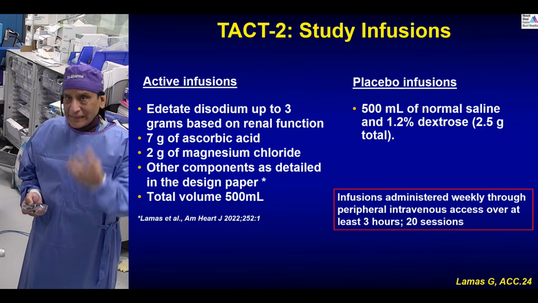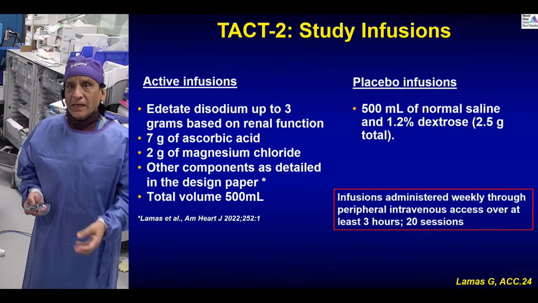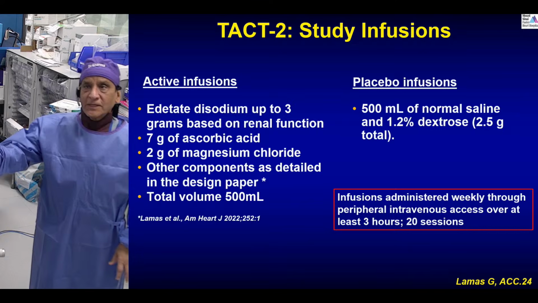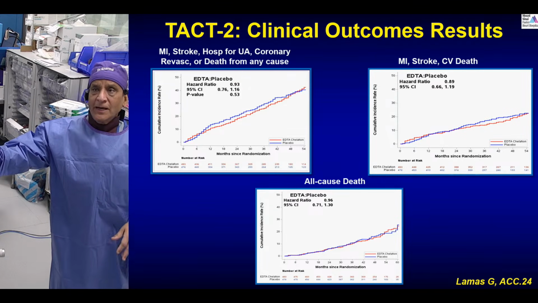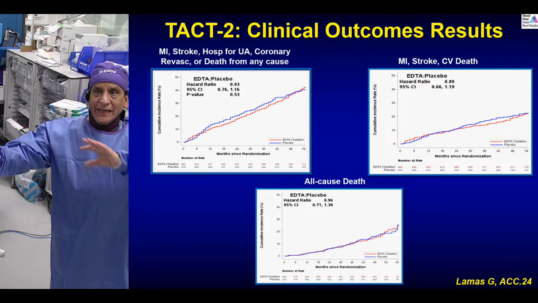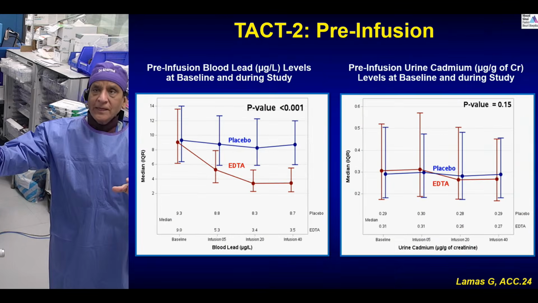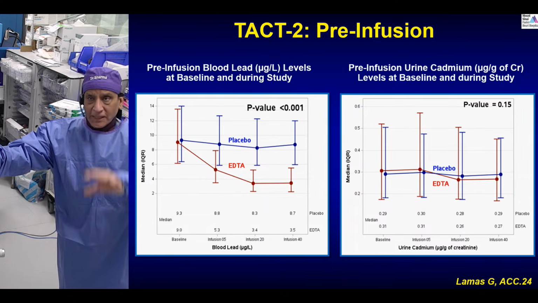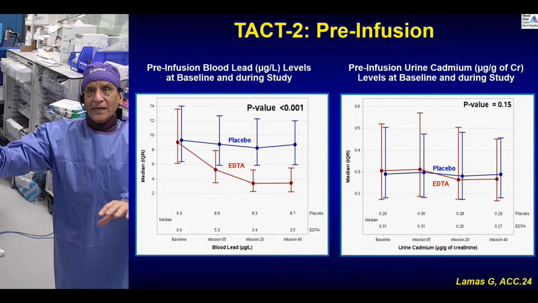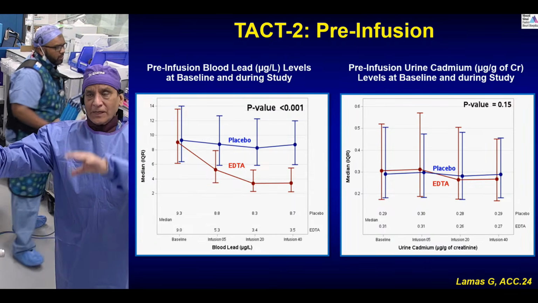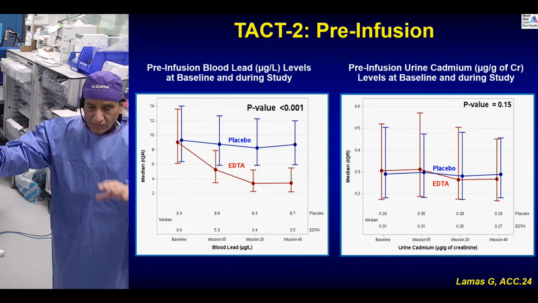Do you really decrease the lead levels and cadmium levels? So this is active infusion and placebo infusion, which was given with the 500 ml to both groups. And you see here exactly identical outcomes of the MACE, MI, stroke, or death, no difference. So basically what it turns out to be is that while we are able to decrease the level of lead or cadmium in the blood or urine with EDTA, there was no difference in the outcome.